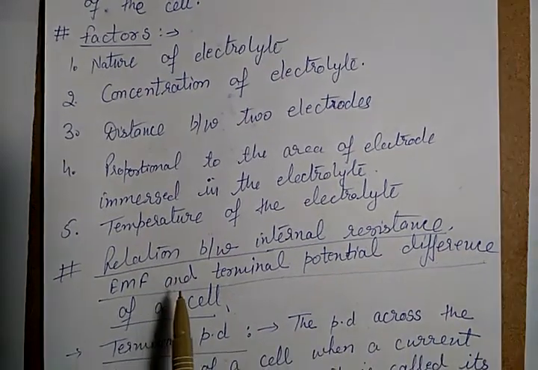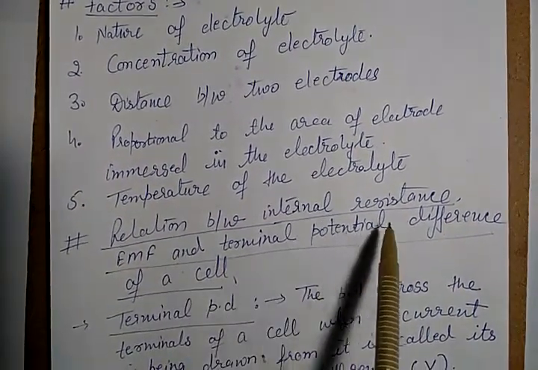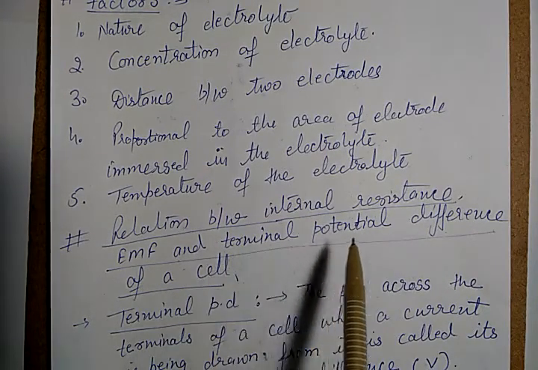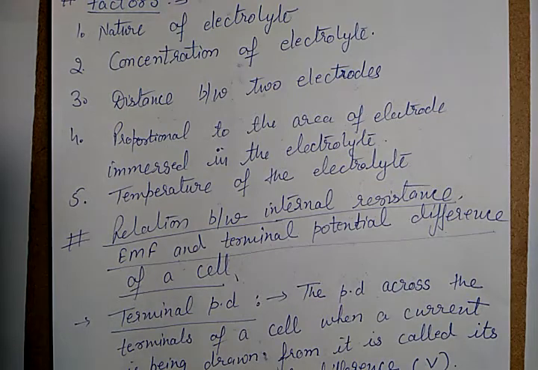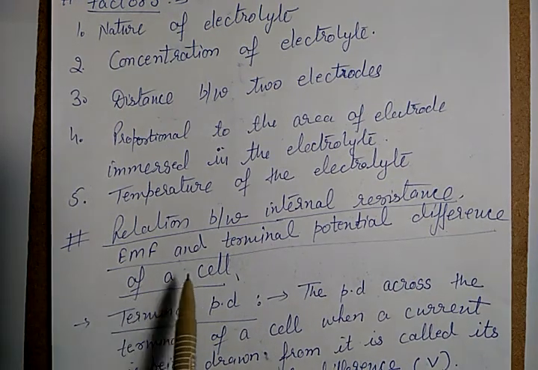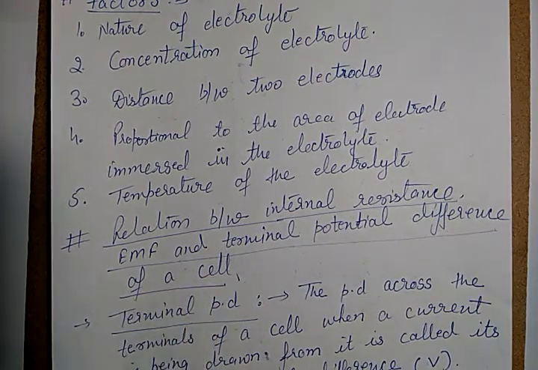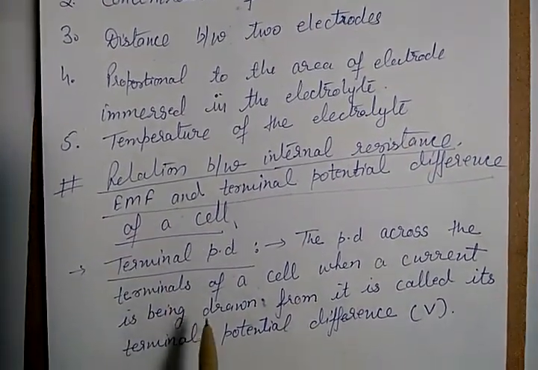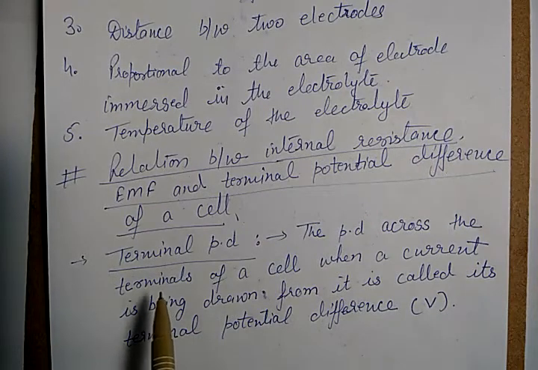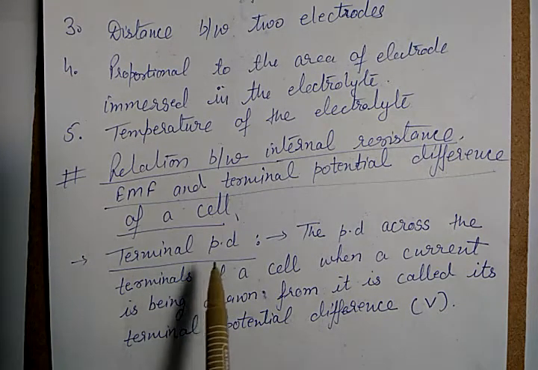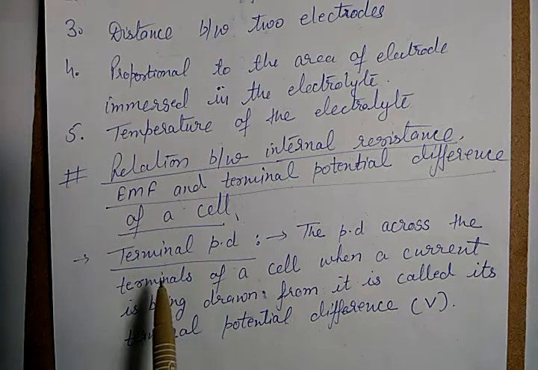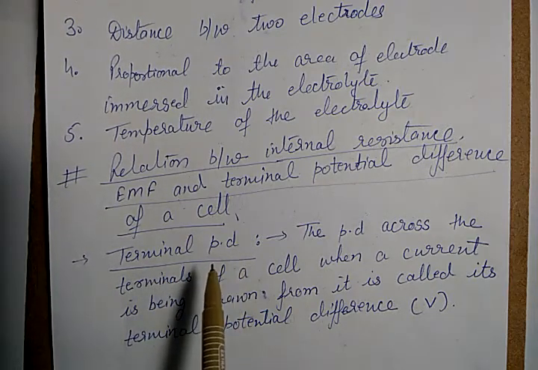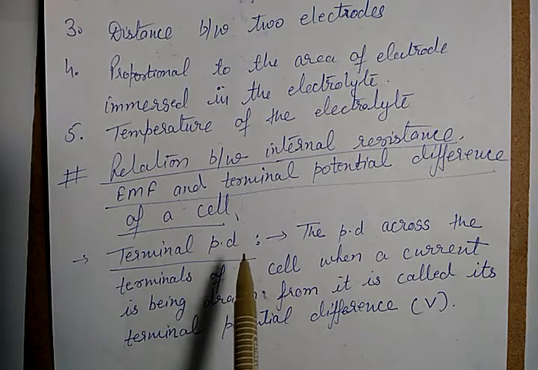Now let us find out a relation between the internal resistance of a cell, EMF of a cell, and the terminal potential difference between the terminals, that is, two ends of the cell, positive and negative. So before finding out that relation, let us discuss a term that is known as the terminal potential difference. Now, as the name suggests, terminal means at the terminal, and potential difference is the potential difference between the terminals.